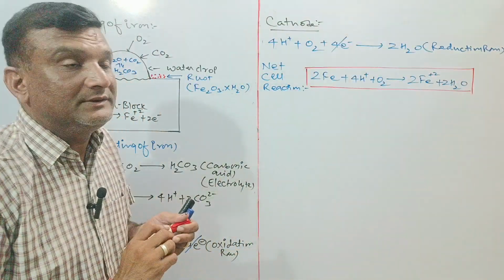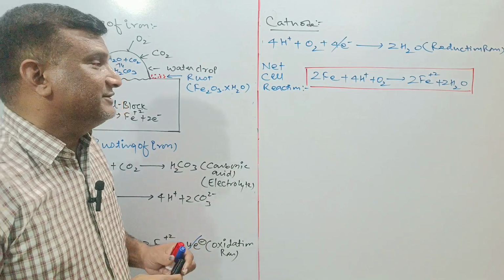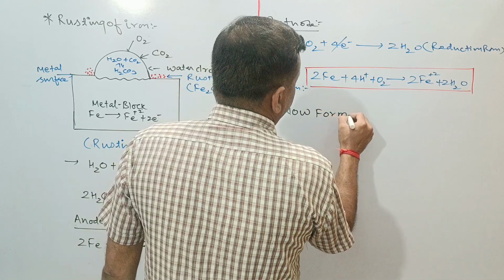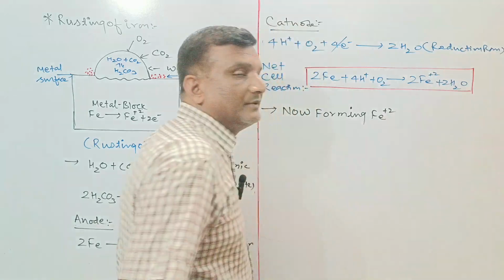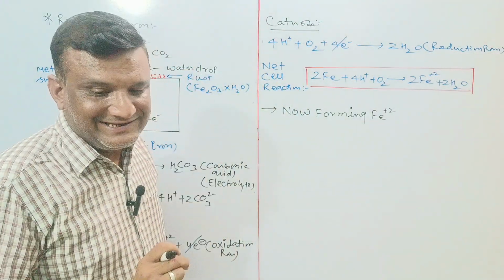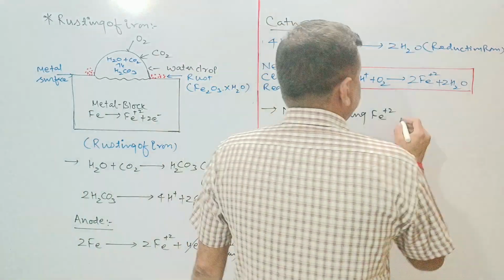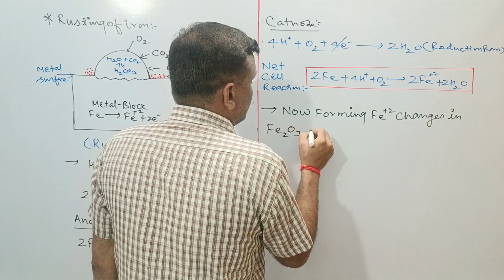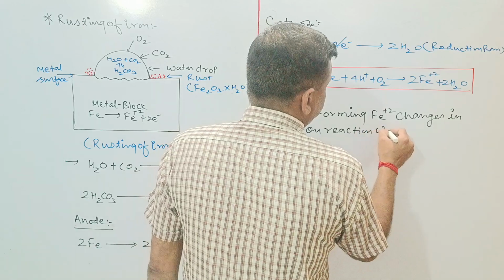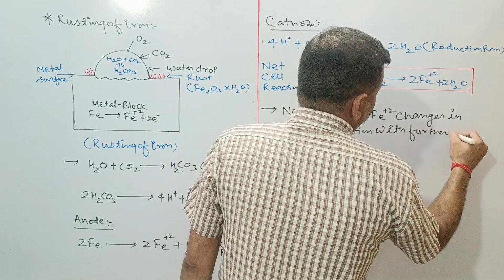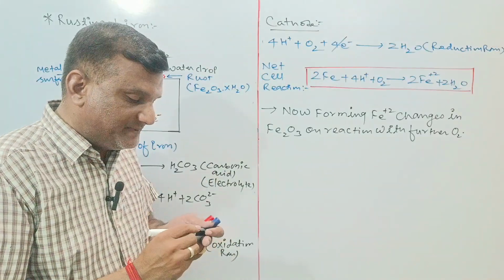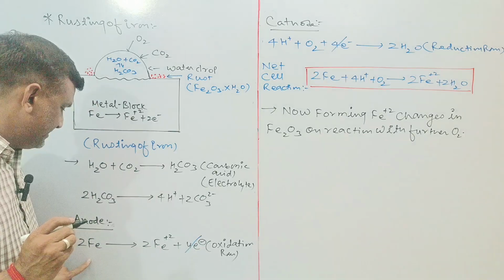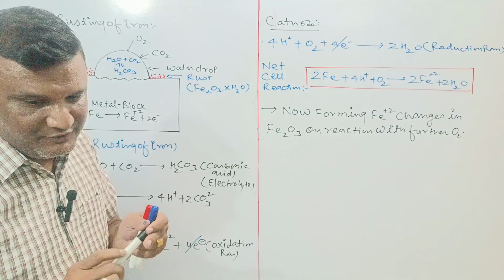This reaction is very important for you. Now what is the important thing: this Fe plus 2 that has been formed, ferrous iron, what will be the changes into Fe2O3, iron oxide, on reaction with further O2 or air? So what will be the reaction? For this we can take 4 of Fe plus 2. Regarding this, we have taken the balanced reaction as 4 of H plus and OH minus.